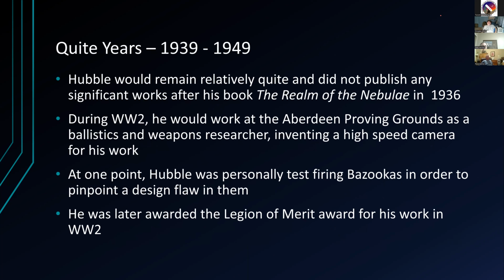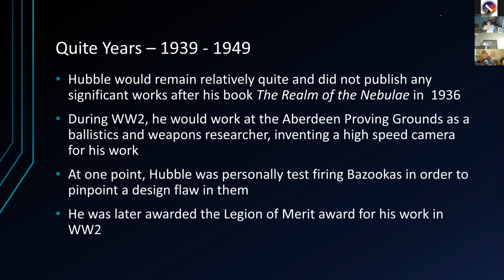So after this huge paper in 1929, saying, hey, the universe is expanding, the next major thing that Hubble would publish would be a book called The Realm of the Nebulae in 1936. And he would kind of just drop out of the professional circle for a good while. He wouldn't reemerge until 1949.